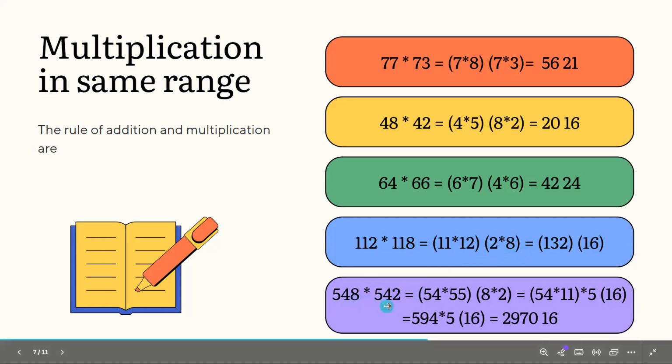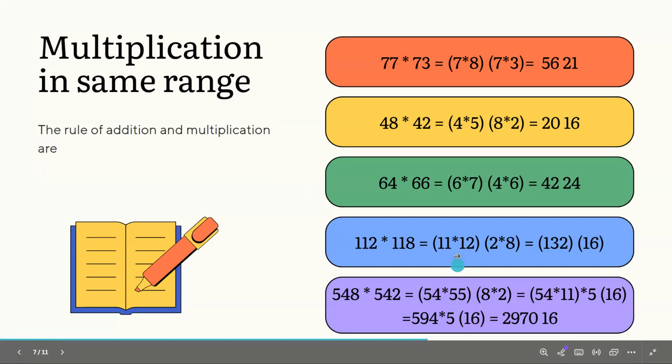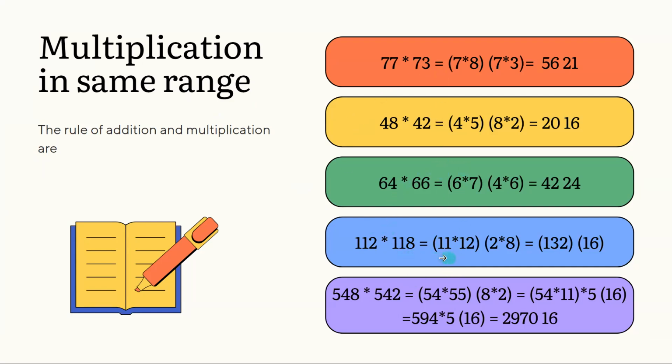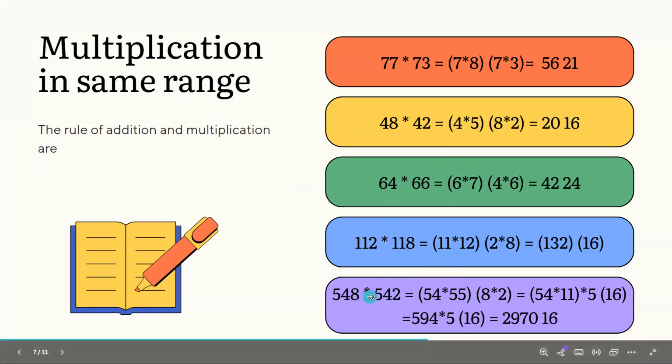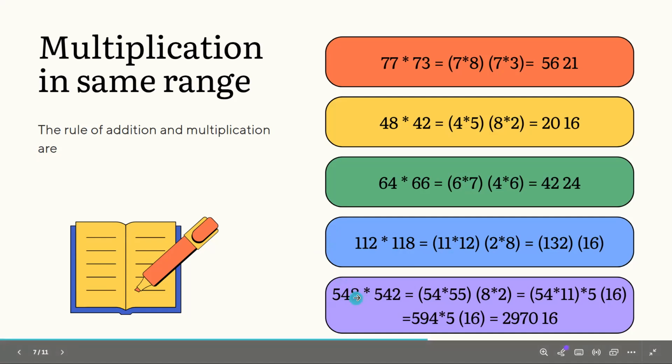And now 548 into 542. This is a bigger number, right? It's a huge number, which is the limitation for this as well. Whenever the numbers are small, you can do this calculation very easily. But whenever it is a big number, the calculation becomes difficult, right? So what you are going to do here is, here we know that it is 8 into 2, 16, so that is not an issue.